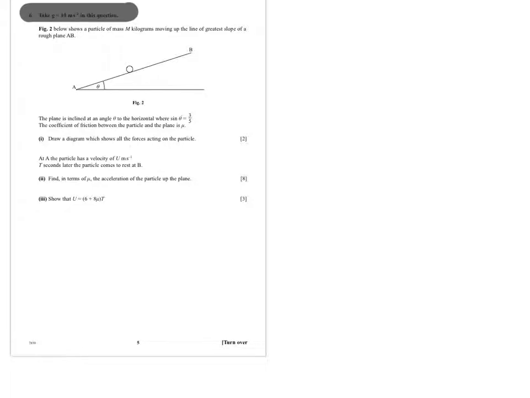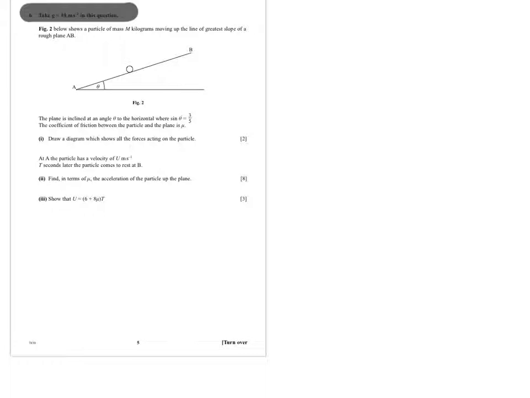So figure 2, it says, shows a particle of mass capital M kilograms moving up the line of greatest slope of a rough plane AB. The plane is inclined at an angle of theta to the horizontal, where the sine of theta is 3/5. The coefficient of friction between the particle and the plane is mu. Part 1, draw a diagram which shows all the forces acting on the particle.